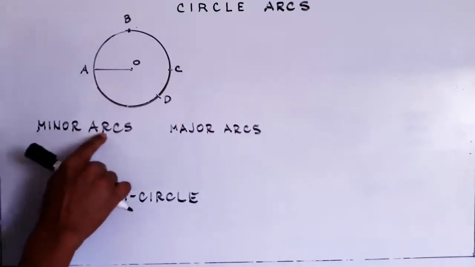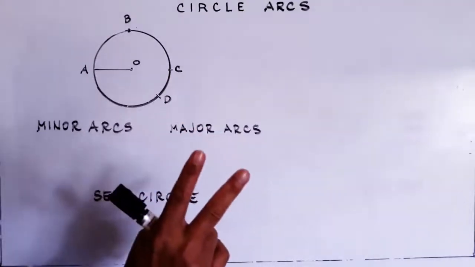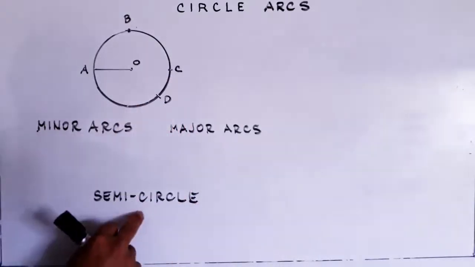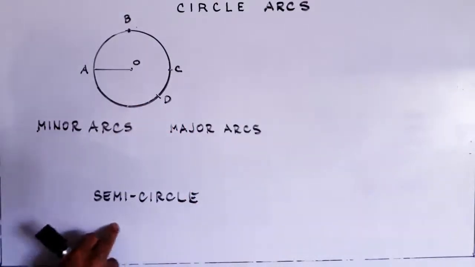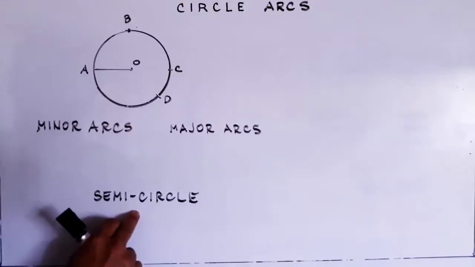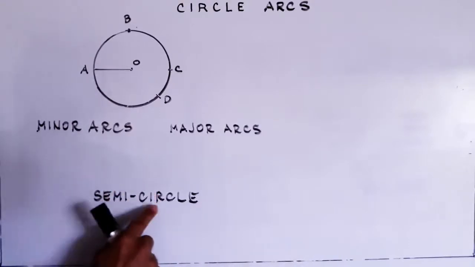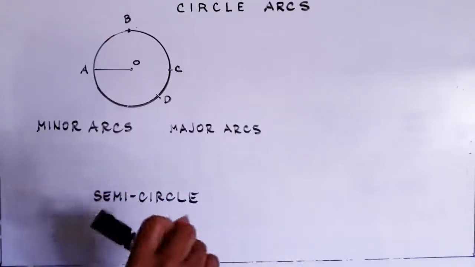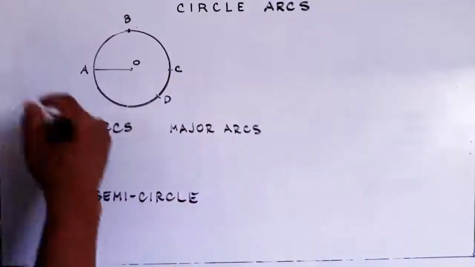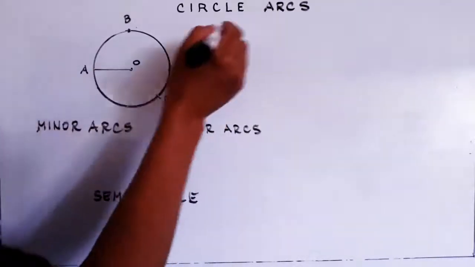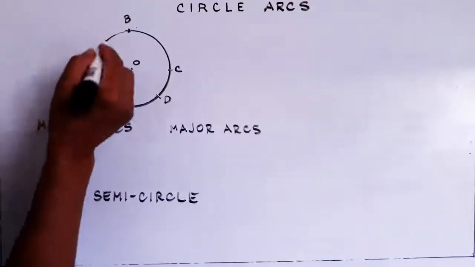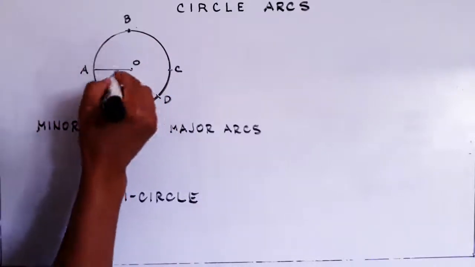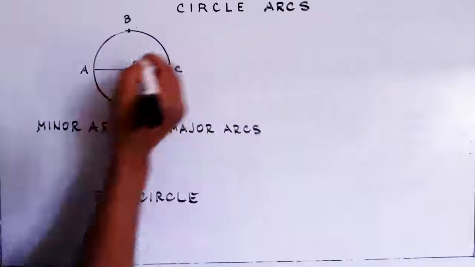For a minor arc, we use 2 letters. For a major arc, we use 3 letters. For a semicircle, we use only 2 letters, because a semicircle is neither minor nor major. But a semicircle consists of 2 arcs, 1 minor arc and 1 major arc. So what is an arc? An arc is not the length of a side. It's the length of the circle, only a part of a circle.